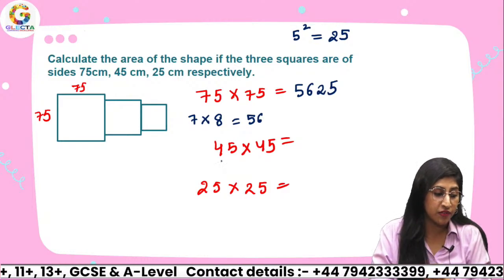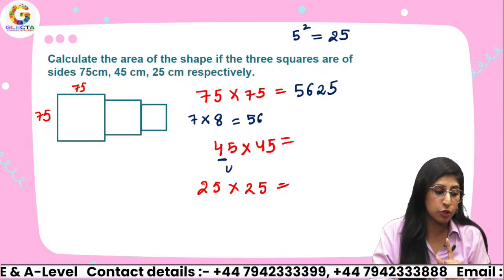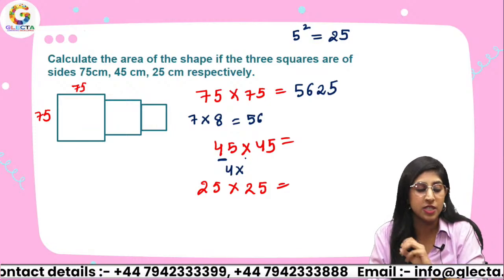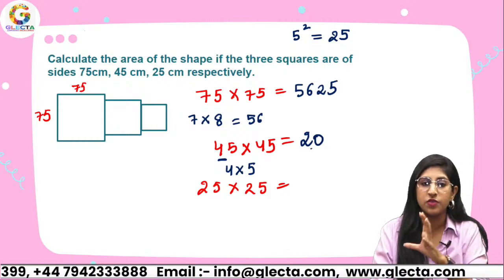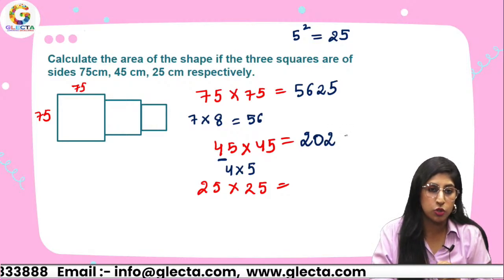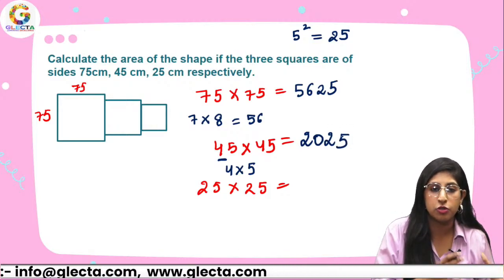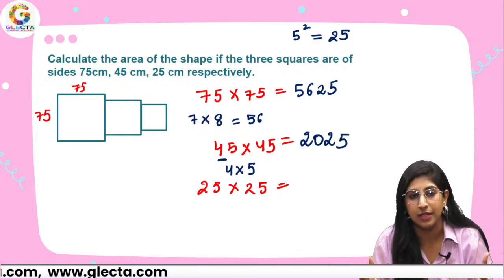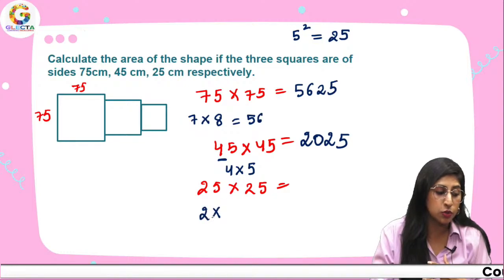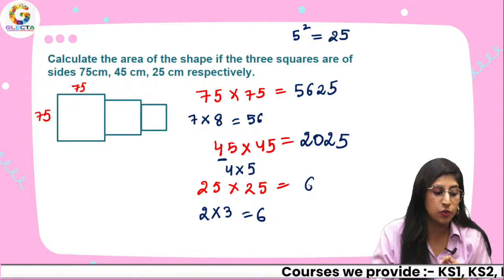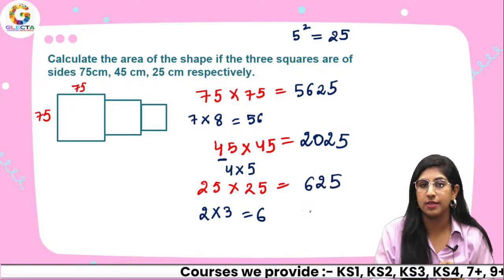45 times 45. See this number, 4. So you do 4 times 4 plus 1, 5. So it would be 20. 4 times 5 is 20. So 25 after this. So 2025. That's it. Next one, 25 times 25, you do 2 times 2 plus 1, 3, which is 6, and then you write 25 as it is.